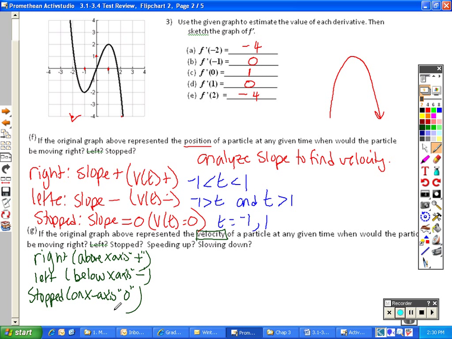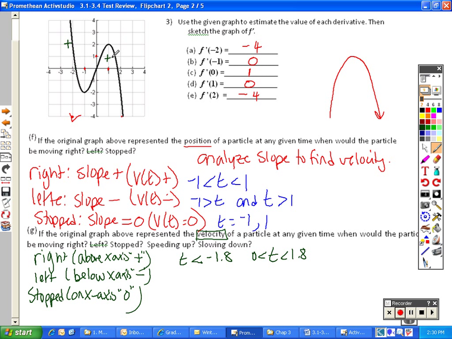Okay, so looking at the original graph, when is it above the x-axis? It's above the x-axis for t values that are less than about negative 1.8. Let's just say this is about negative 1.8, so it's above the x-axis here. It's above the x-axis between 1 and about 1.8. So for t between 0 and 1.8, that's when it's above the x-axis here.